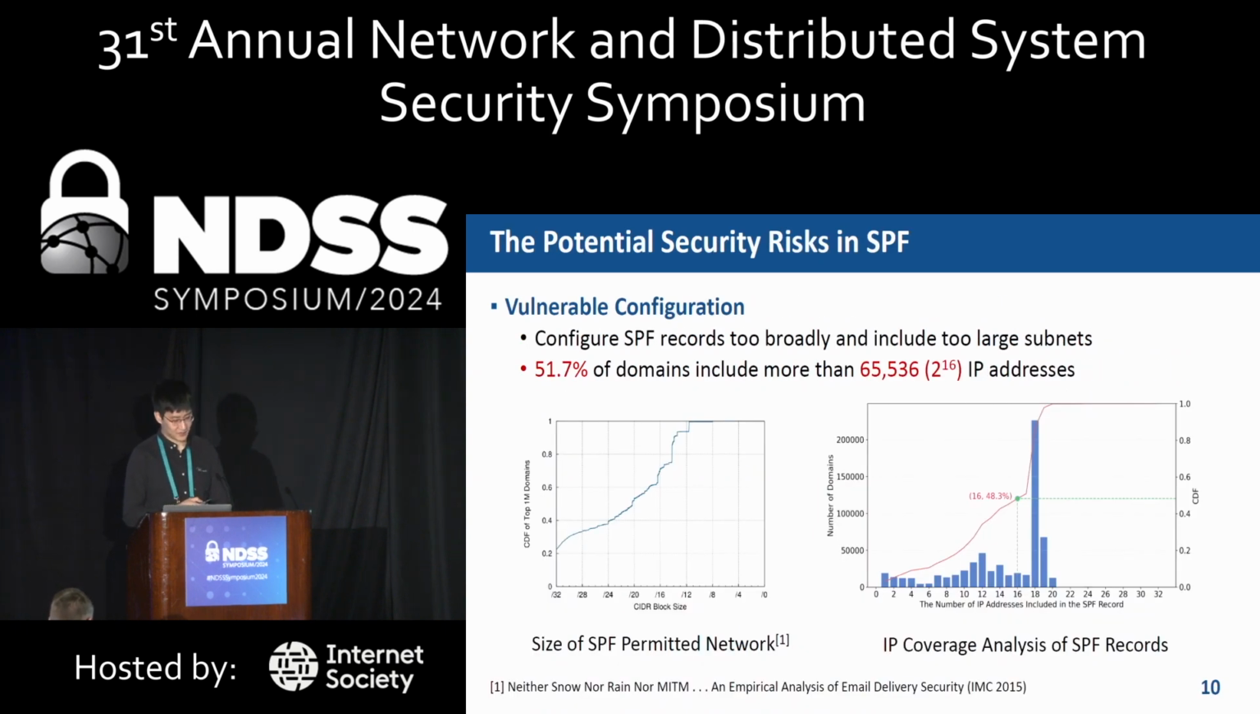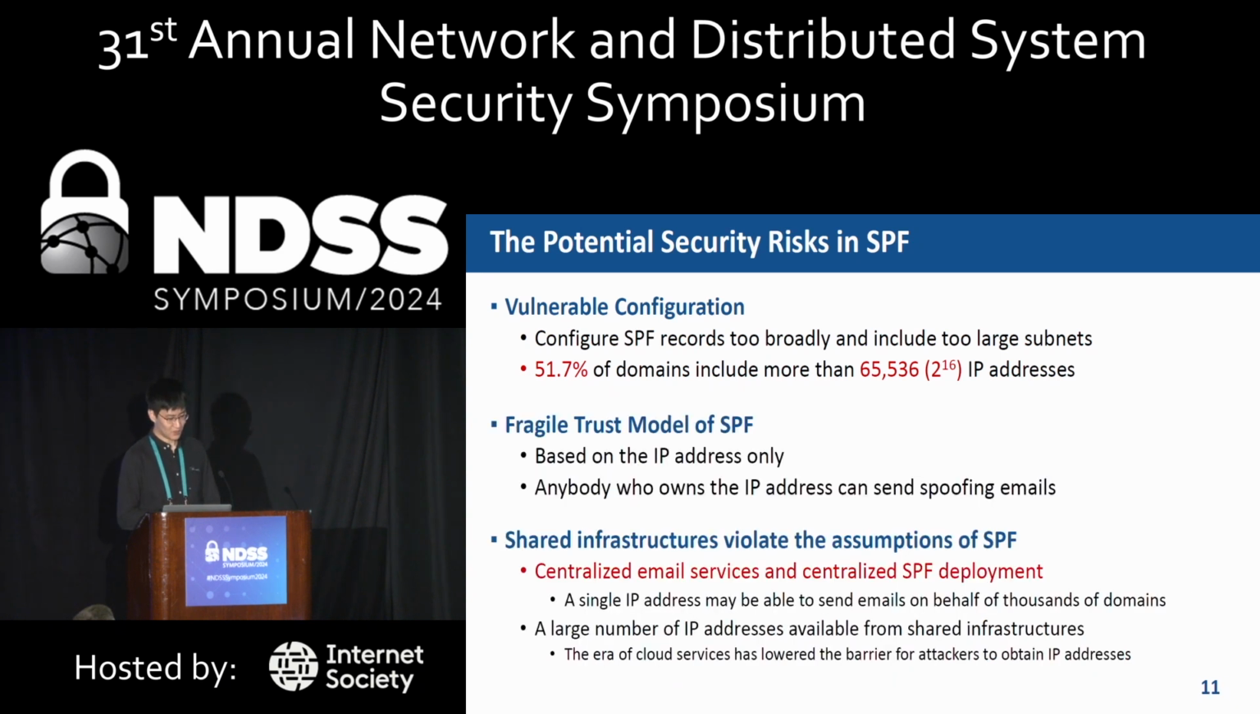However, we found there exist some potential security risks in SPF. The vulnerable configuration is common in the real world. We found over 50% of domains list more than 65,000 IP addresses in their SPF records. Obviously, most domains don't need such a large scale of IP addresses to send emails. Besides the vulnerable configuration, the trust model of SPF itself is also weak. The only identifier used by SPF is the IP address, which means anybody who owns the IP address can send spoofing emails on behalf of this domain.